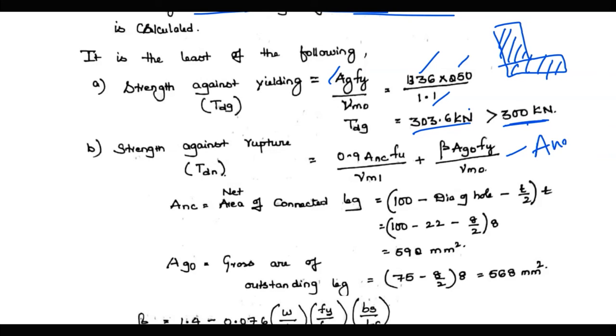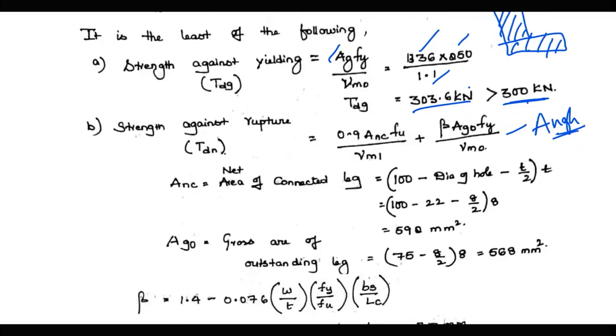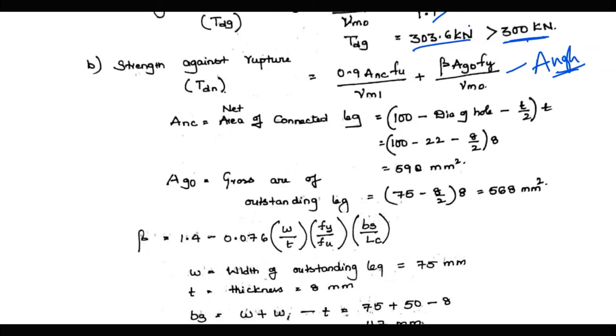This is for an angle section. So here ANC is the net area of the connected leg. So this is how it is going to be. This is the gusset plate and this is the angle section connected. This is the bolt here. So ANC is the area of this connected leg. So here you have to find this area. So 100 mm is the length.